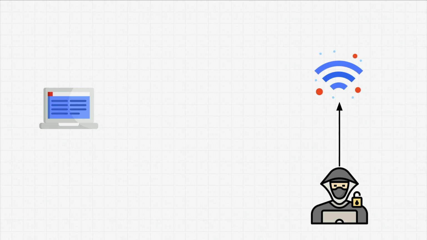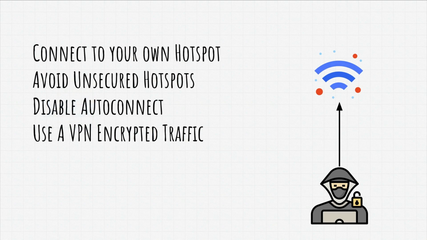Well, there are several things we can keep an eye on to minimize chances of this attack. We can always only connect to our own hotspot or our own access point which we are familiar with. You can also avoid using unsecured hotspots that have no security at all and that are open for anyone to connect. You can also disable auto-connect on your device so your device doesn't automatically try to connect to a hotspot since it can connect to the fake one if the signal is stronger.